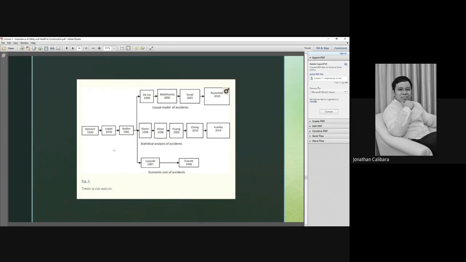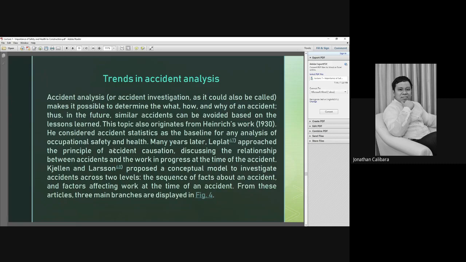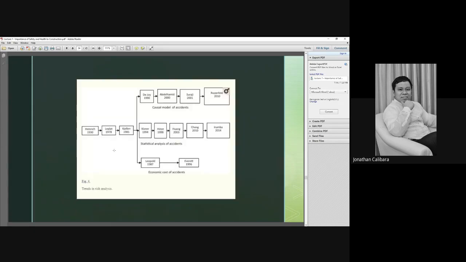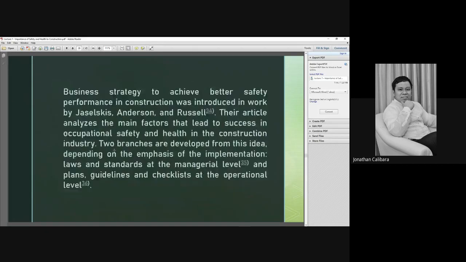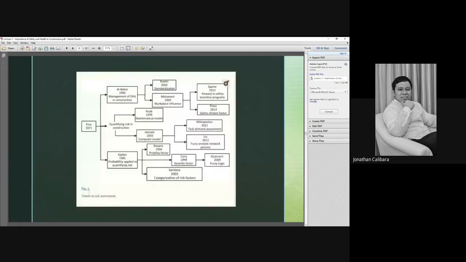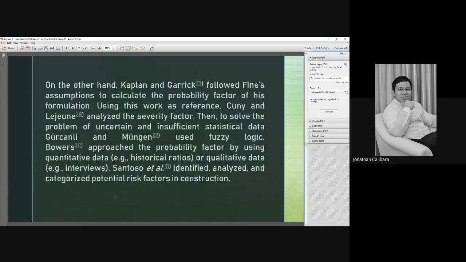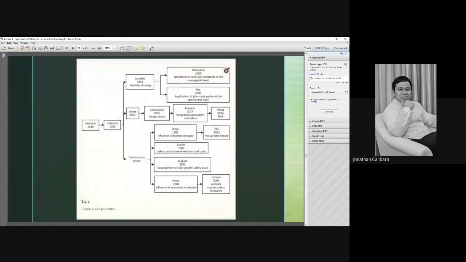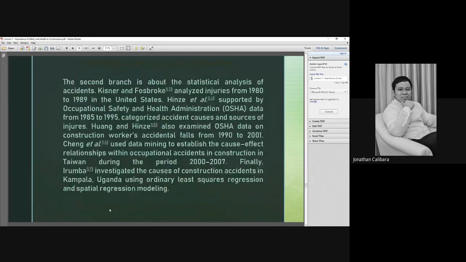Next is trends in accident analysis, figure 4. Figure 3 is trends in risk prevention, and the other one is trends in risk assessment. Then the next one is trends in accident analysis.